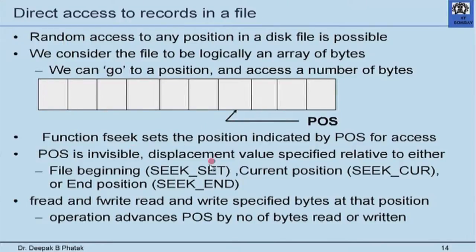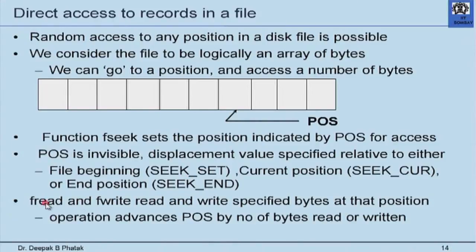The POS represents the displacement value which is specified relative to either file beginning, which is represented by something called SEEK_SET. This is actually a predefined value. These values are 0, 1 or 2 for SEEK_SET, SEEK_CUR and SEEK_END. I will explain very briefly how exactly these are used through an example.